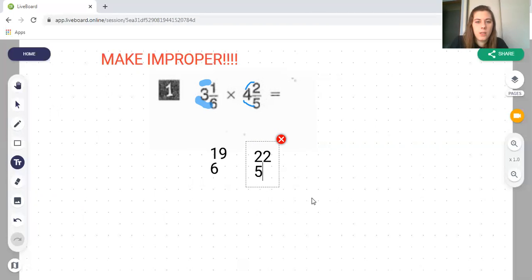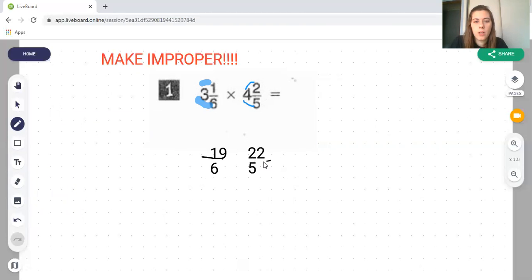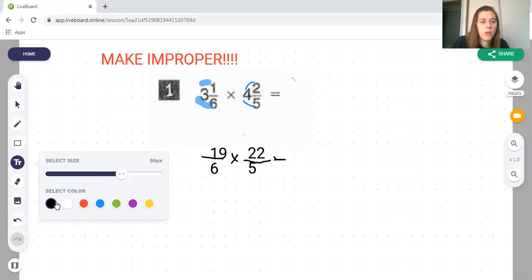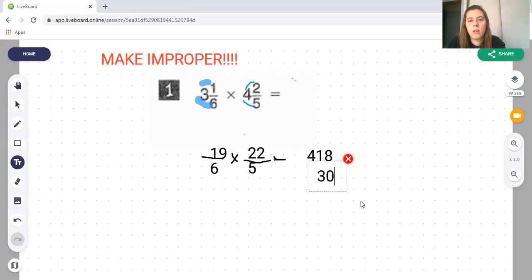All right, here is the exact same fractions, except for now they are improper, which is exactly what we want. And now we got to do some multiplying. These are going to be a little bit big. So if I'm going to do 19 times 22, I will end up with a huge number, which will take you a lot of time, but I did it before I started this video. It is 418. And then the bottom is going to be 6 times 5, which is 30.